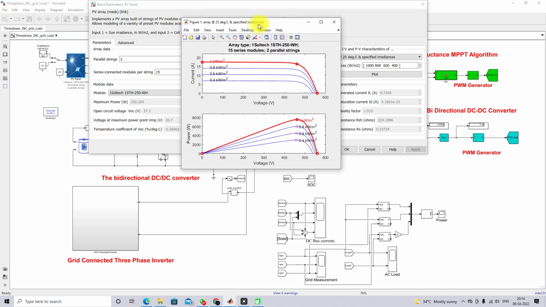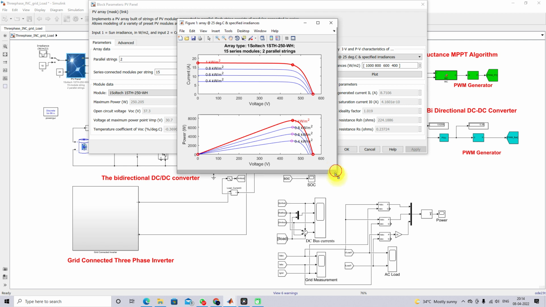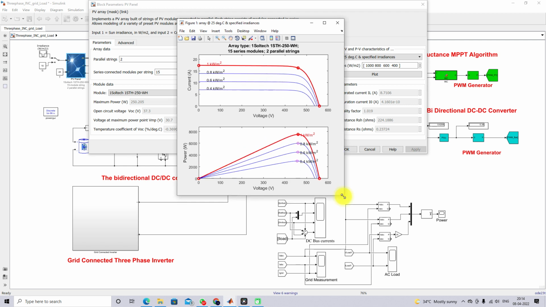And this is the IV and PV characteristics of the considered PV array, that means the 15 series string and 2 parallel string model. The maximum power for the different irradiation conditions you can see here, right? For 1000 watts per meter square, the maximum power is around 7506 watts, and the voltage at maximum power point is 460.5 volts. So you can see the maximum power for the different irradiation conditions.